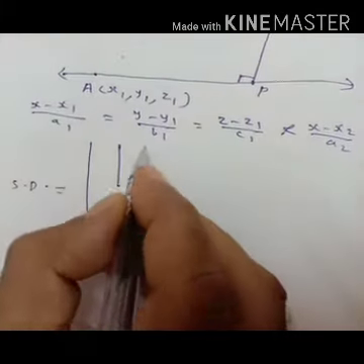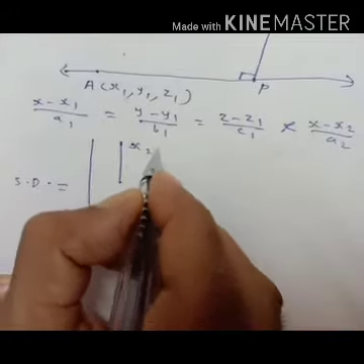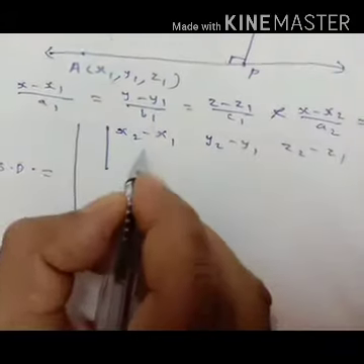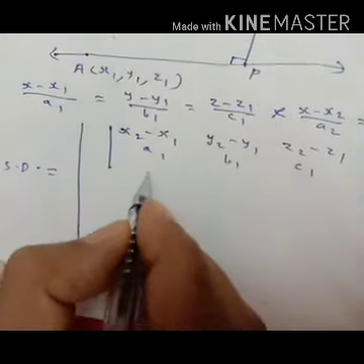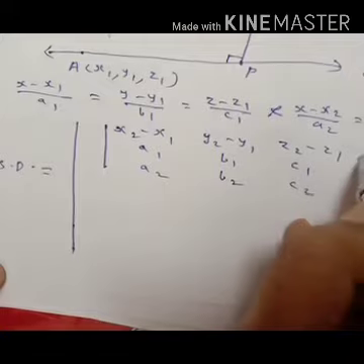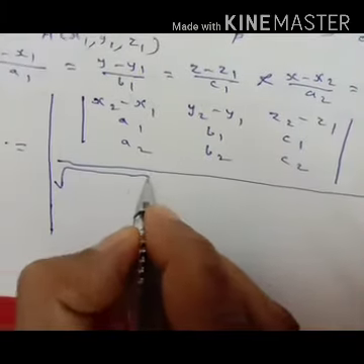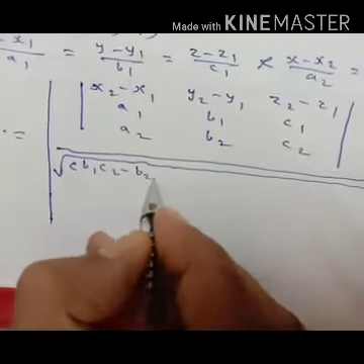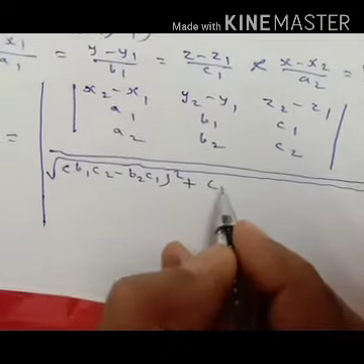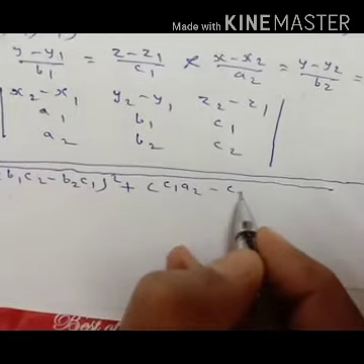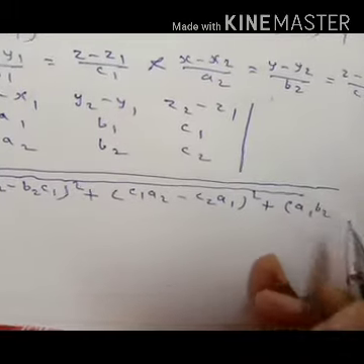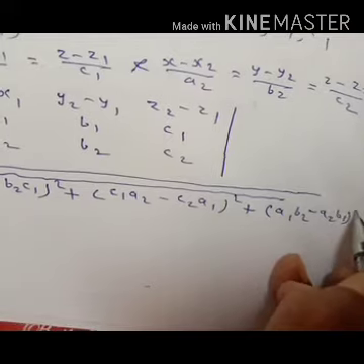In the numerator, in a determinant: x2 minus x1, y2 minus y1, z2 minus z1; a1, b1, c1; a2, b2, c2; divided by under root (b1 c2 minus b2 c1) whole square plus (c1 a2 minus c2 a1) whole square plus (a1 b2 minus a2 b1) whole square.